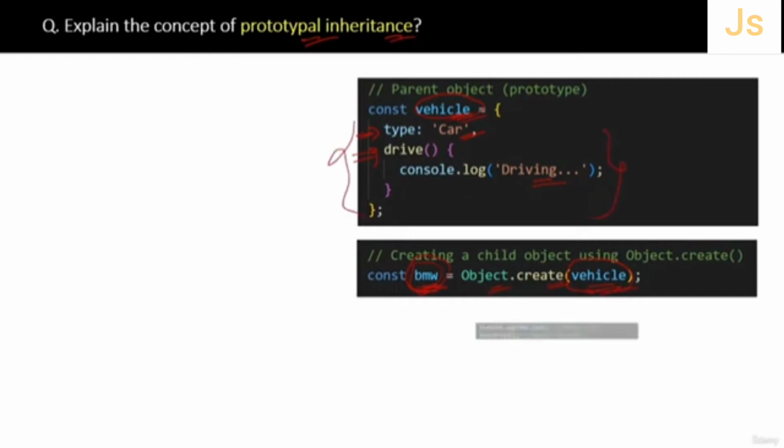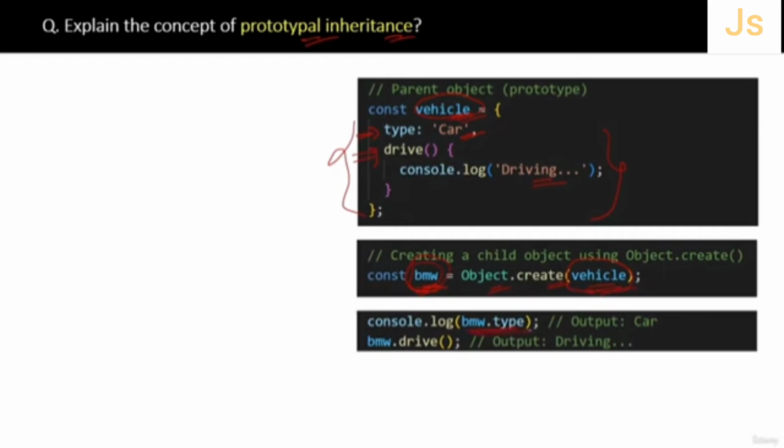If you log the type of the BMW object like this, then the result will be car, which is coming from the parent vehicle object, okay? Because inside the BMW you have not set the type. And then you can call the parent class function from the child object. That is also possible.